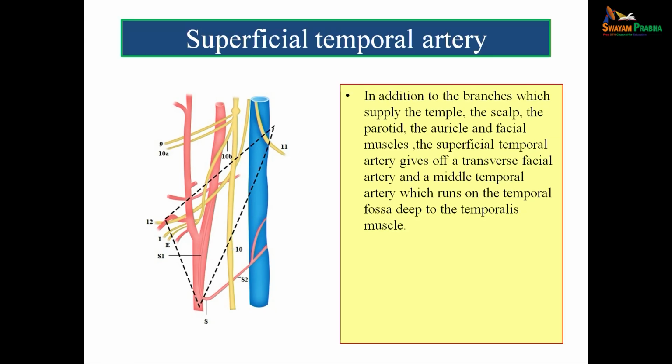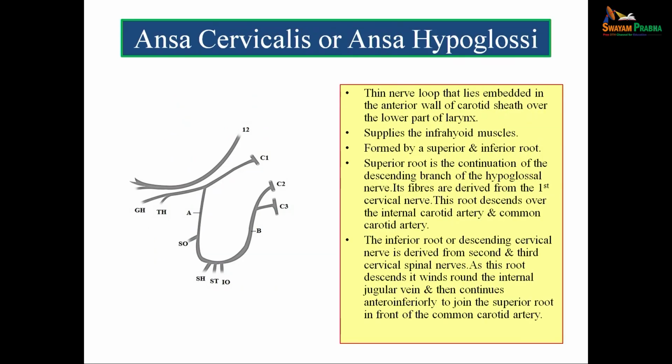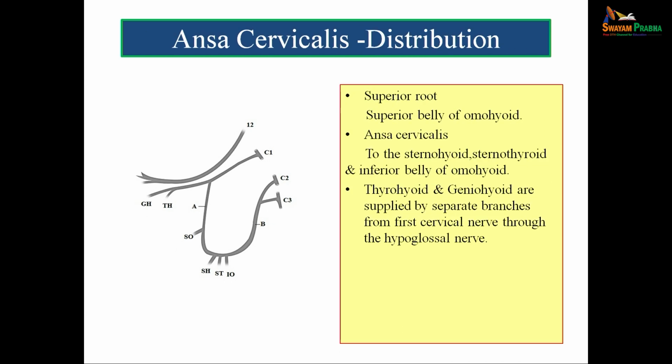Now, about the superficial temporal artery, in addition to the branches which supply the temple, the scalp, the parotid, the auricle and facial muscles, the superficial temporal artery gives off a transverse facial artery and a middle temporal artery which run in the temporal fossa deep to the temporalis muscle. So, this is an additional fact regarding the superficial temporal artery.